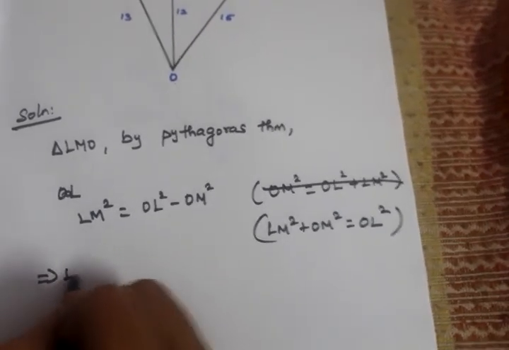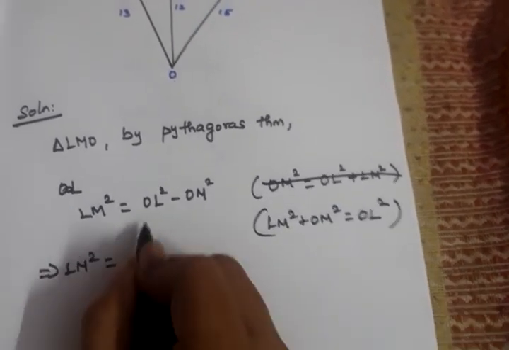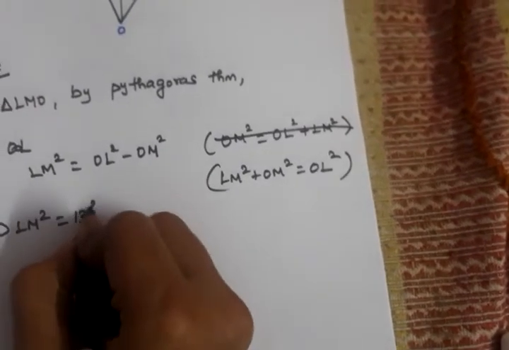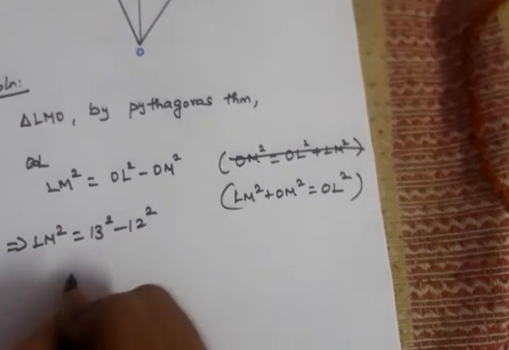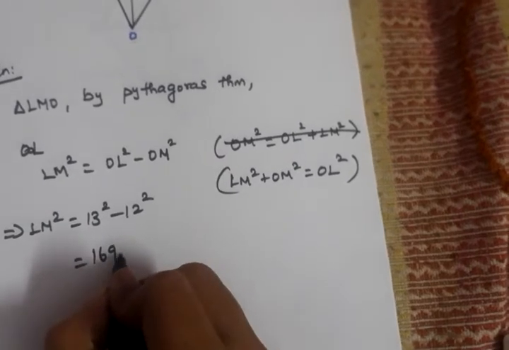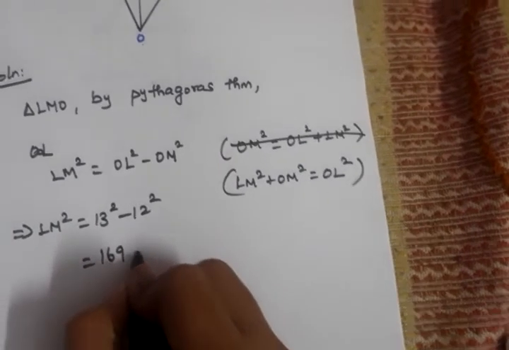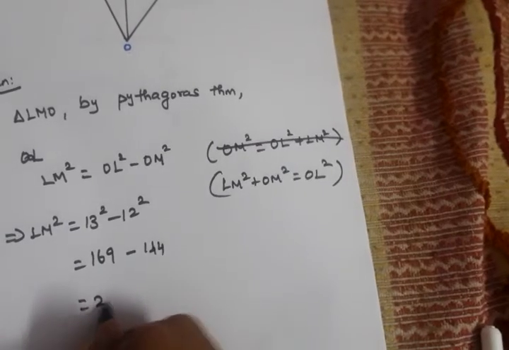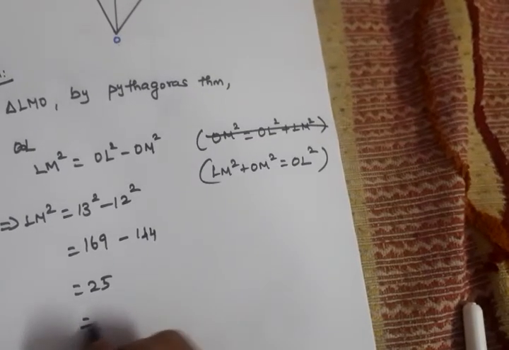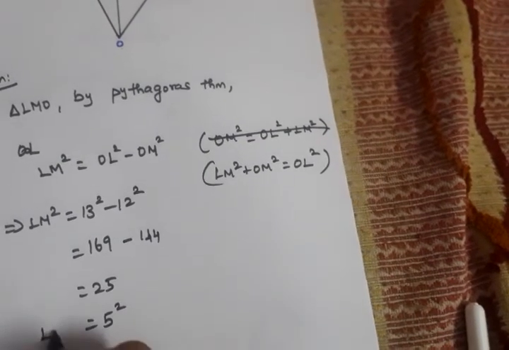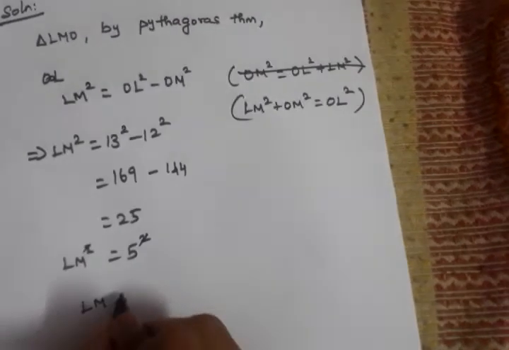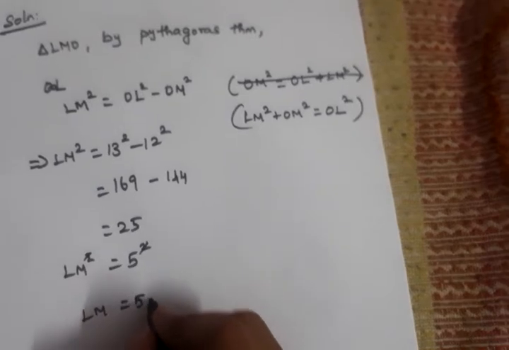So LM square equal to OL square value, 13 square minus 12 square. 13 squares are 169. 12 12s are 144. So 25. Next, 5 square. So LM square equal to 5 square. Cancel it. So LM equal to 5 units.